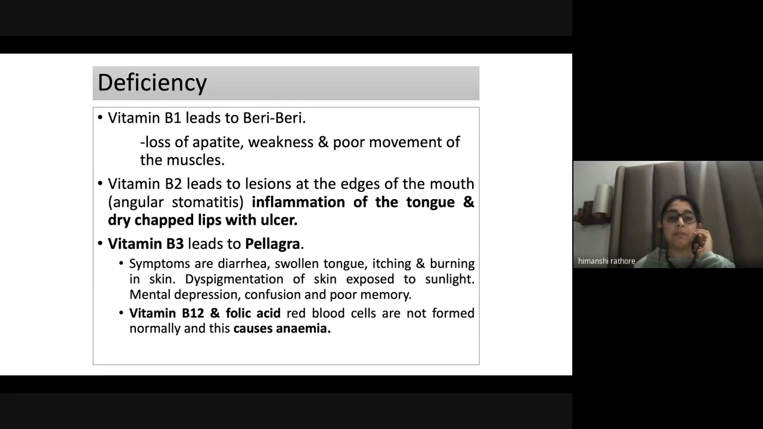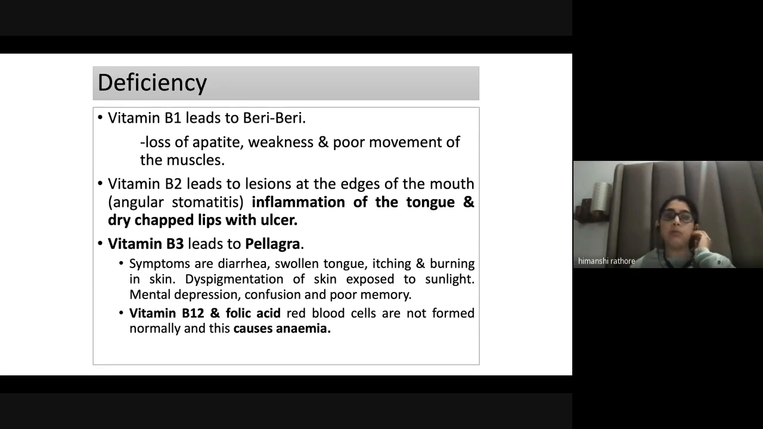This is a disease where you have itching and burning in your skin. This vitamin is related to the skin. If you don't have the right amount of vitamin B3 in your diet, if you are not taking fruits and vegetables in appropriate amounts, your skin will start to have a burning sensation, and itchy skin will be the result, and sometimes you may develop diarrhea also.